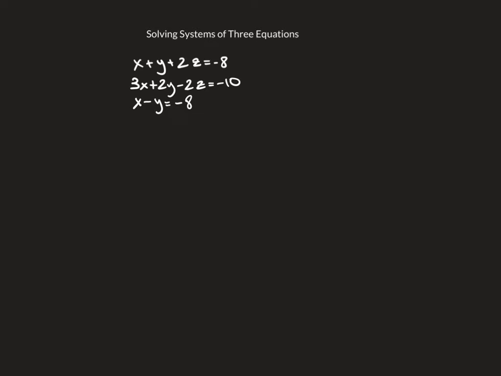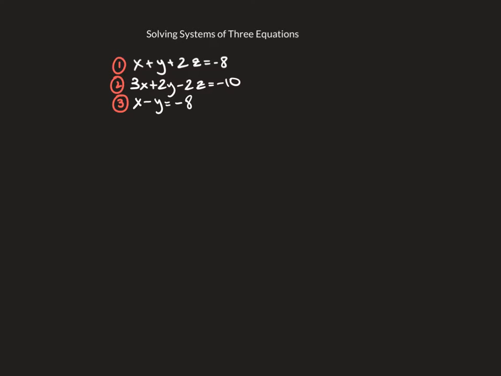So we've got x plus y plus 2z equals negative 8. Then our second equation is 3x plus 2y minus 2z is equal to negative 10. x minus y equals negative 8. Now for the sake of teaching, I'm going to number each of these equations. So you've got equation 1, equation 2, and then equation 3.